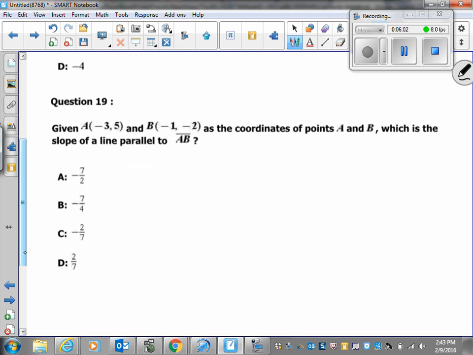Number 19, given A and B as the coordinates of points A and B, what is the slope of a line parallel to AB? If you remember from Unit 3, the last thing we did, we talked about how parallel lines have the same slope, right?